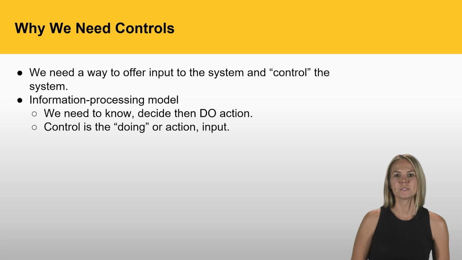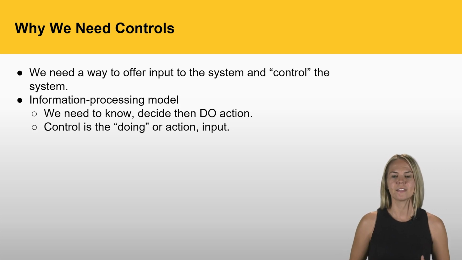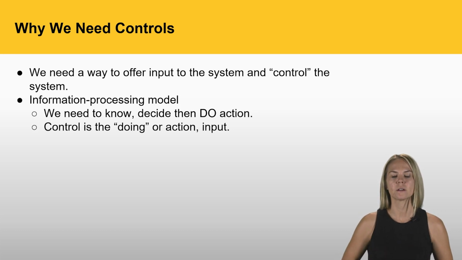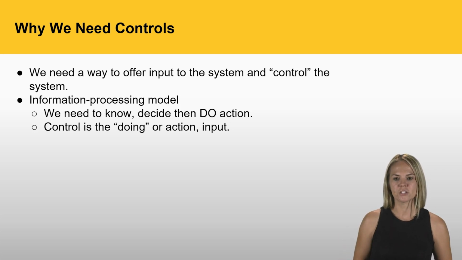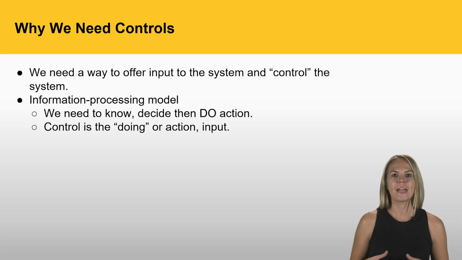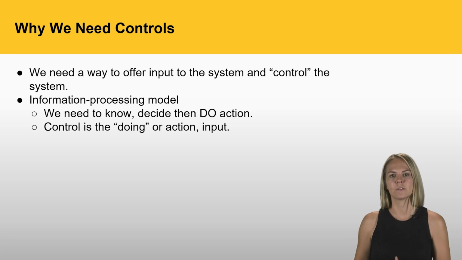Okay. So why do we need controls? Our users need a way to offer input to the system to control the system. You can think about this with a remote control for maybe your race car, or the remote control for your TV. We need a way to allow feedback from the user. If the user is controlling the system, they need to input an action of some sort, if it's a button press or a knob turn. Not only do they need to know how to control the system, but they need to know what decision they're going to be making and then perform the action.